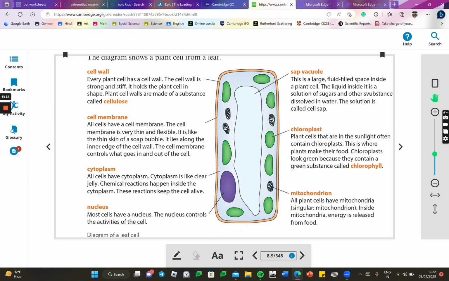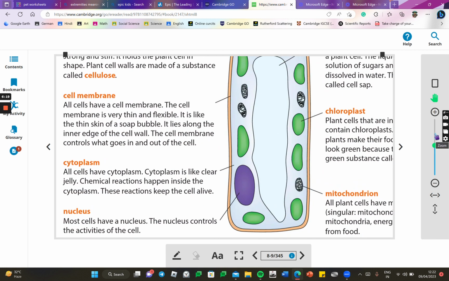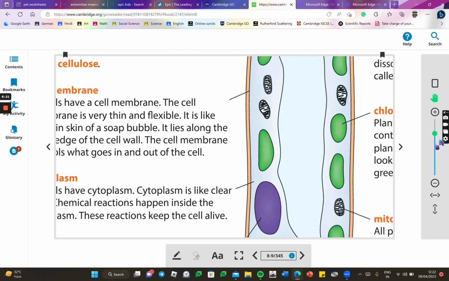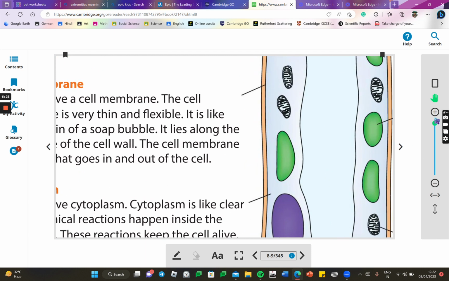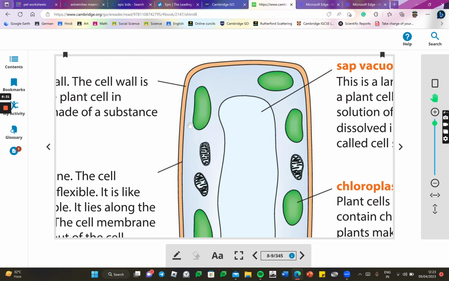Now comes the cell membrane. Now, noticing the cell membrane is very difficult. I'll show you how it looks. Oh, it needs more magnifying. Make it 100%. Okay. Can I magnify it more? Oh my gosh. Okay, so you can see, can you see this black lining here?